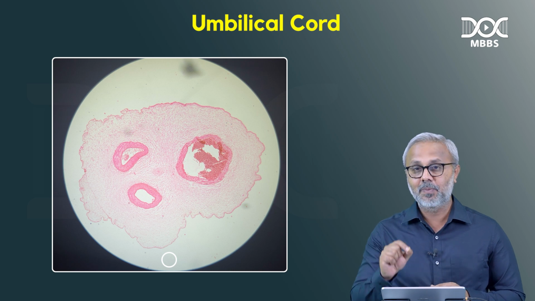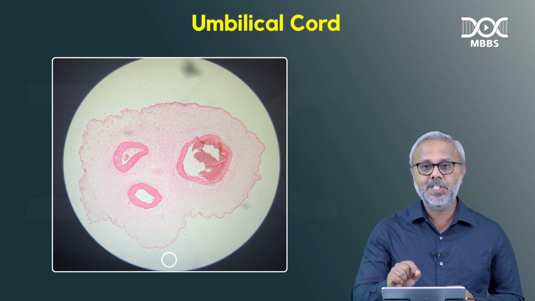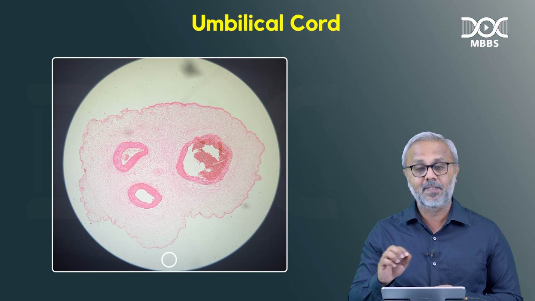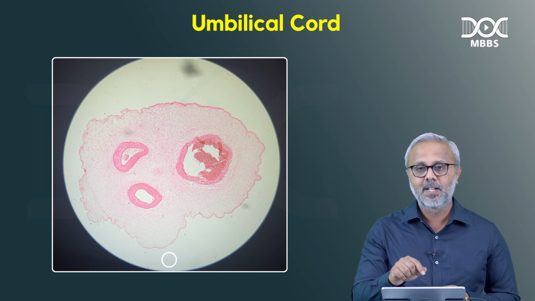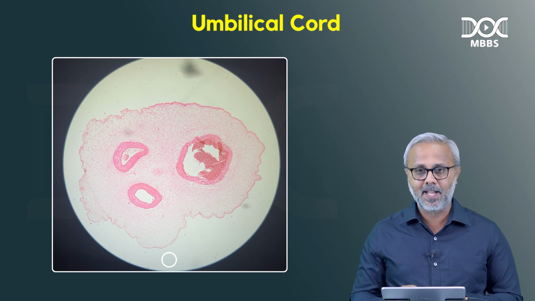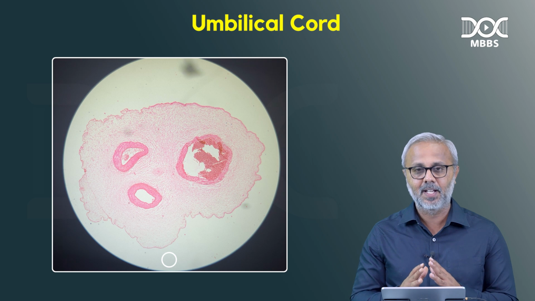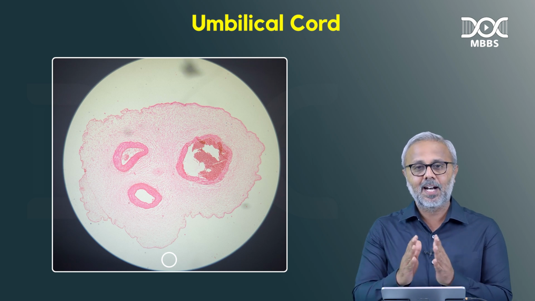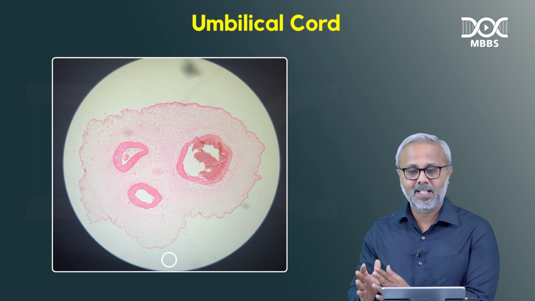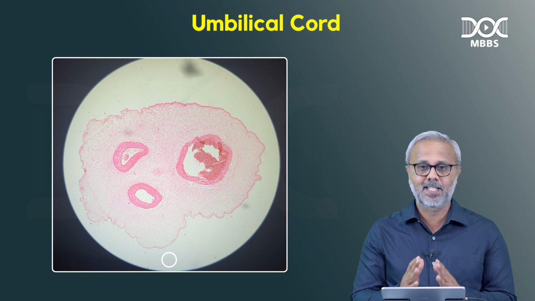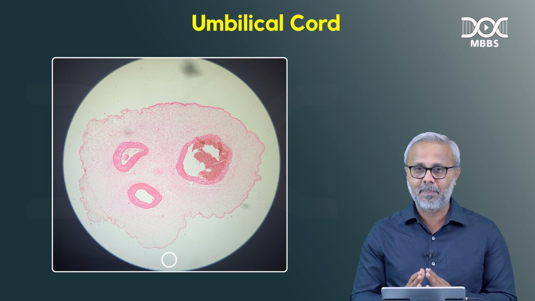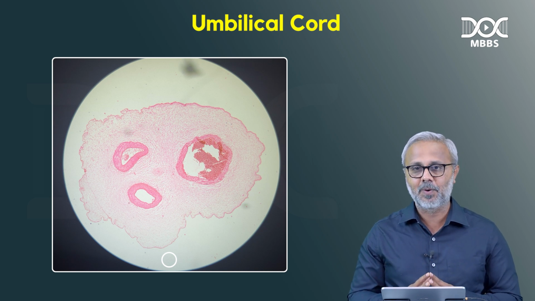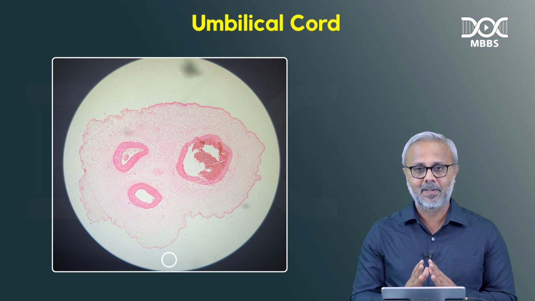The other question you will get in this slide is, which umbilical vein is left? We have two umbilical arteries, right and left, whereas we have only one umbilical vein. So which umbilical vein is left? So remember, left umbilical vein is left and the right umbilical vein disappears. This is how we remember which umbilical vein is found in the umbilical cord.